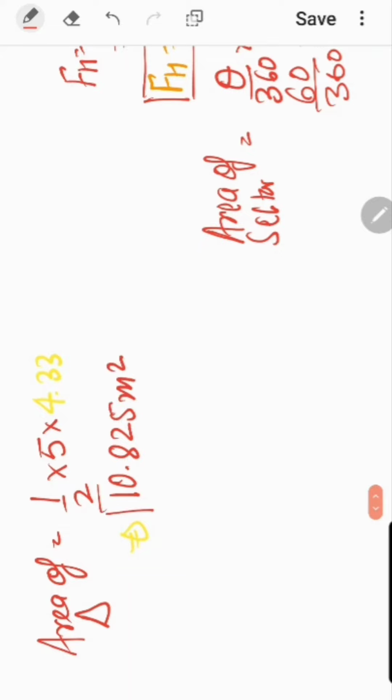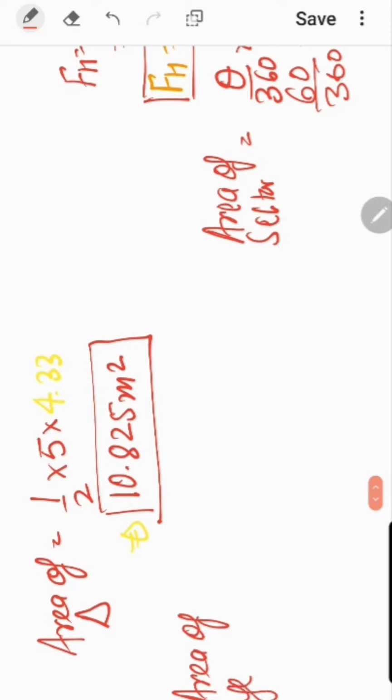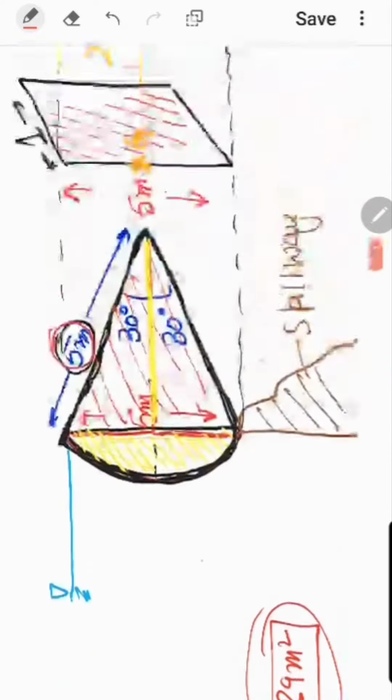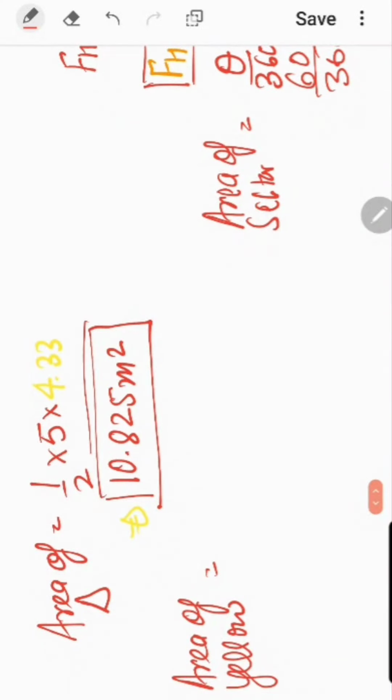Now from area of the sector, I have to subtract the area of the triangle to get the area of the shaded region, the area of yellow color region. Area of yellow color region is going to be the sectorial area minus the area of the triangle. So it will come out to be 2.264 meter square is the area of the yellow region.